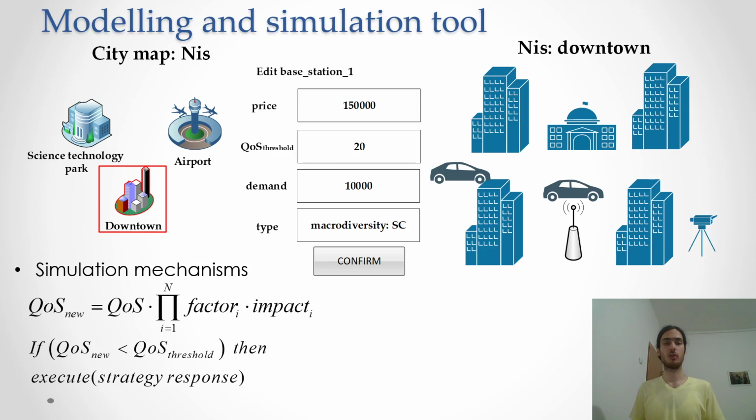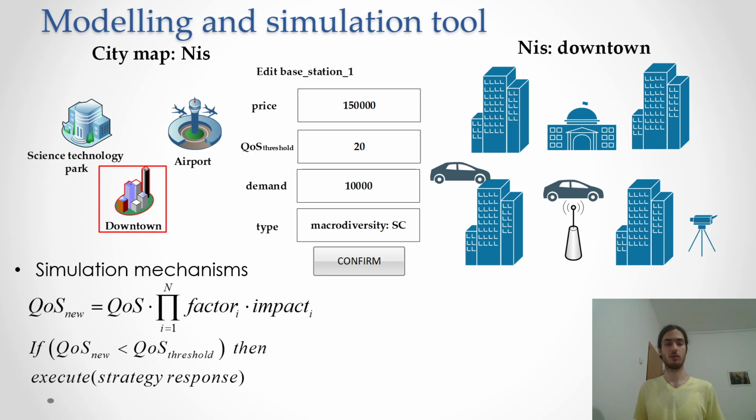Now let's see what the modeling and simulation tool actually looks like. Here you can see the user interface, an example of a city map. On the left side we have the city map with several locations like Science and Technology Park, Airport, and Downtown. On the right, we have the details for each of these locations.